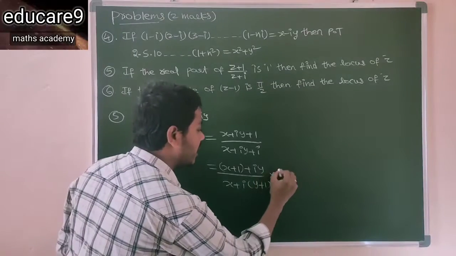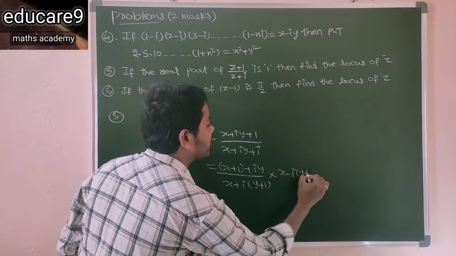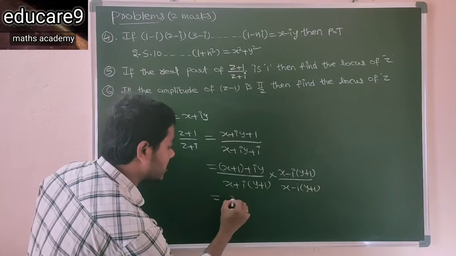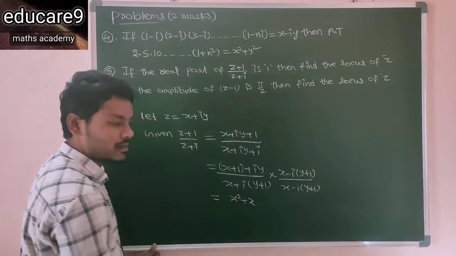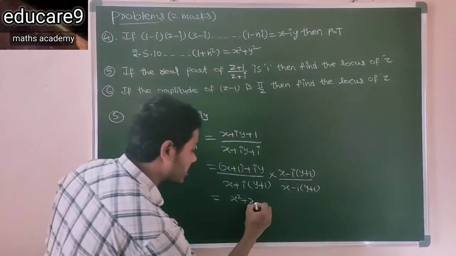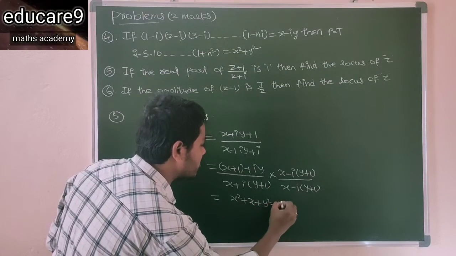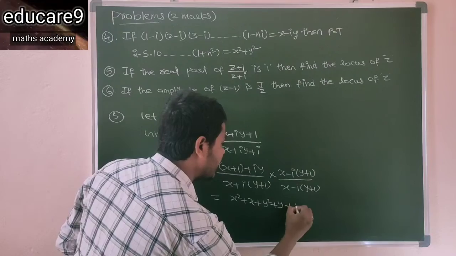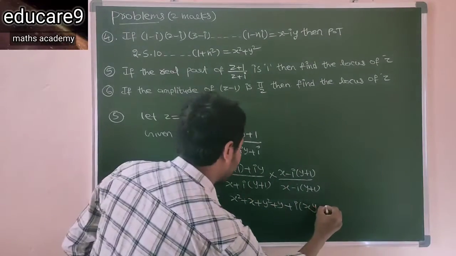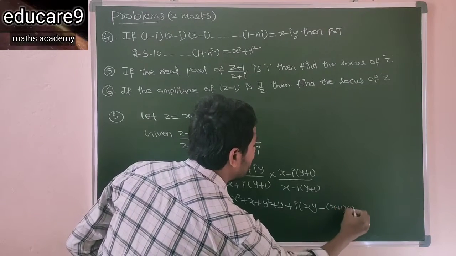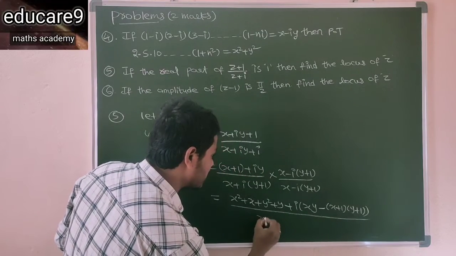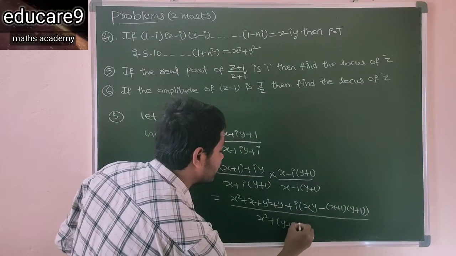So now multiply and divide by x minus i times (y plus 1). So now this is x into (x plus 1), that is x square plus x. So next plus iy into minus i into (y plus 1), that is plus y square plus y. So plus i times of xy minus (x plus 1) into (y plus 1). So divide by x square plus (y plus 1) whole square.